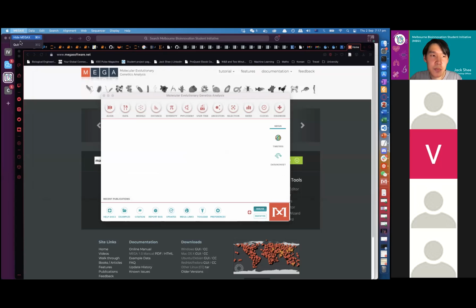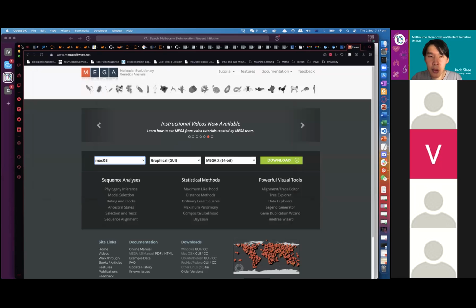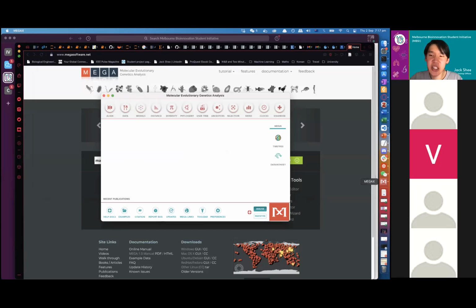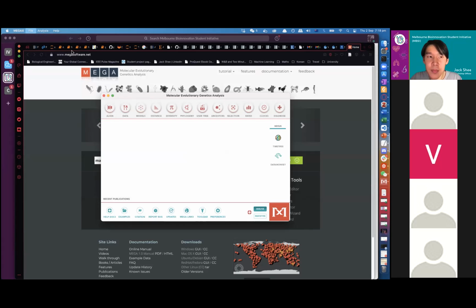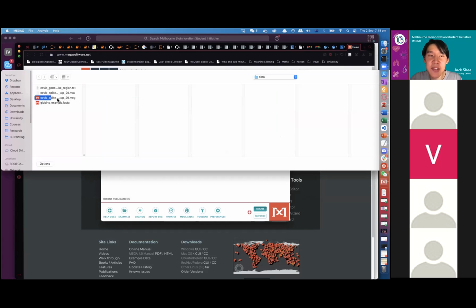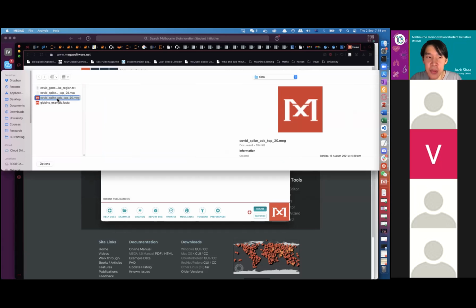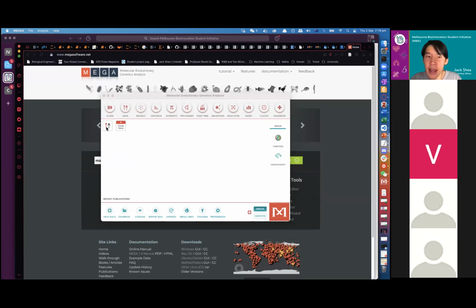And then if I open MEGA again, well, I didn't actually have to exit the whole program, but I was just trying to get back to the main menu. Now I can just open a file or session. I saved this as a MEG file. So this is the alignment that I created. I can just open the session, and there you can see my alignment, which I can actually open again.